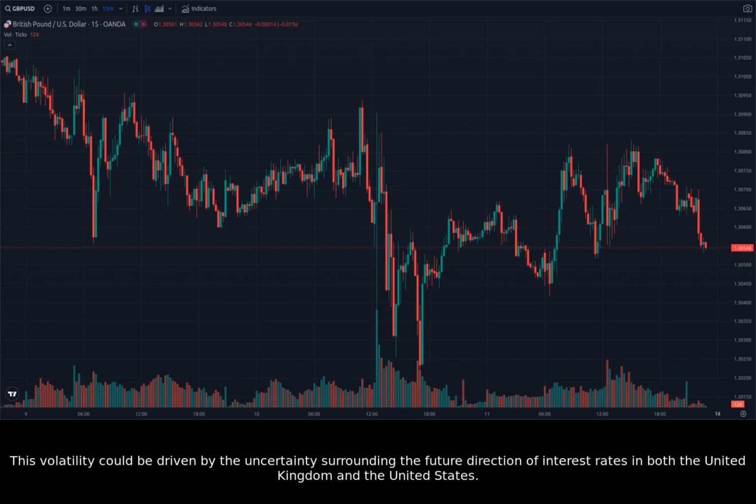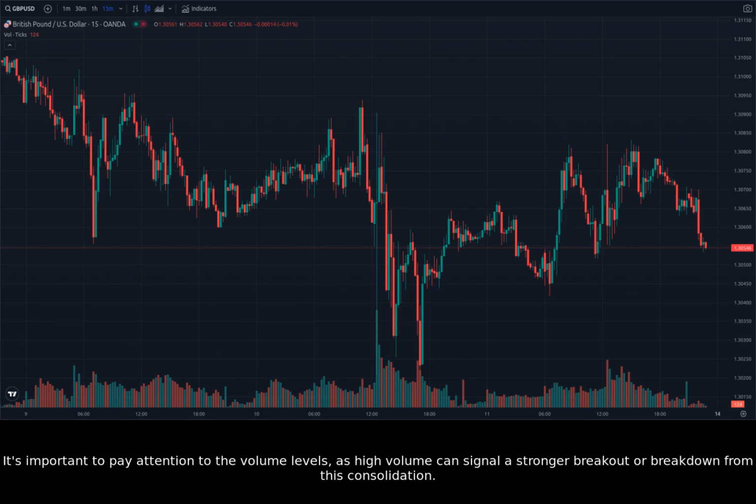This volatility could be driven by the uncertainty surrounding the future direction of interest rates in both the United Kingdom and the United States. It's important to pay attention to the volume levels, as high volume can signal a stronger breakout or breakdown from this consolidation.